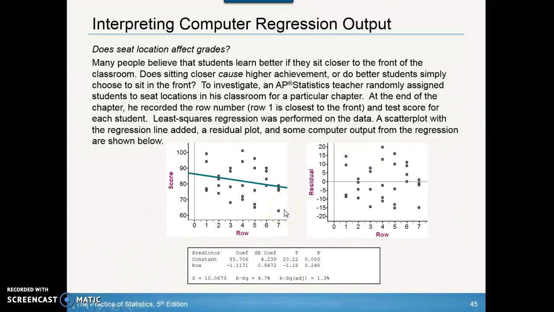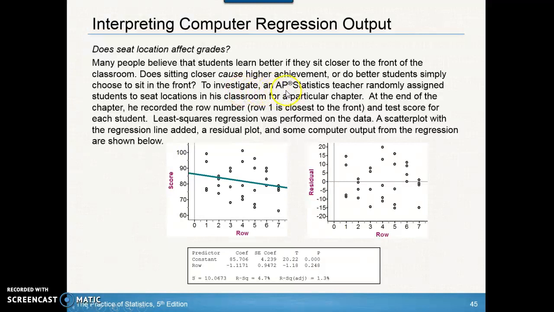Let's take a look at this next example where we're going to be interpreting a computer regression output. So let's take a look here. Many people believe that students learn better if they sit closer to the front of the classroom. Does sitting closer cause higher achievement, or do better students simply choose to sit in the front?